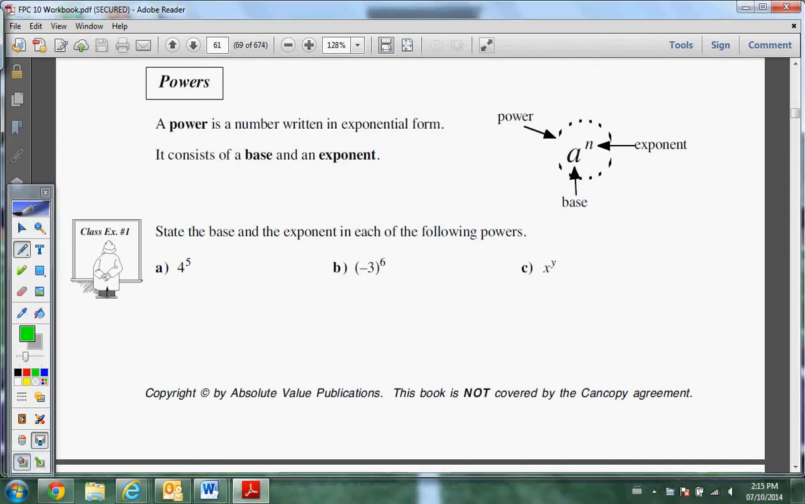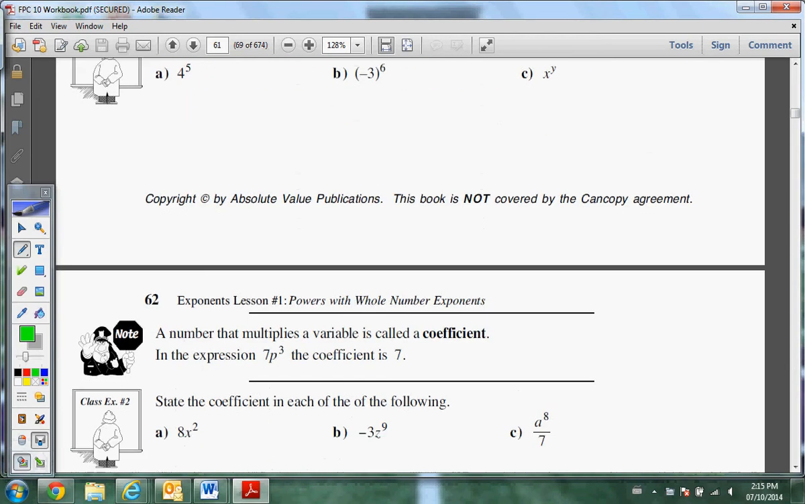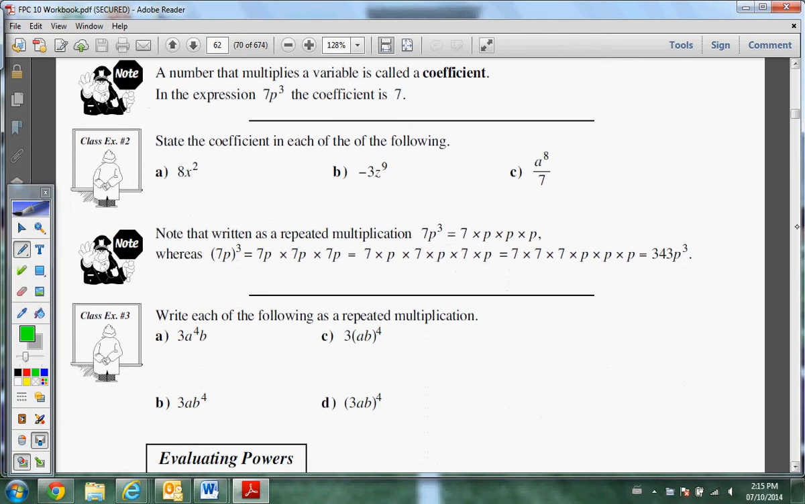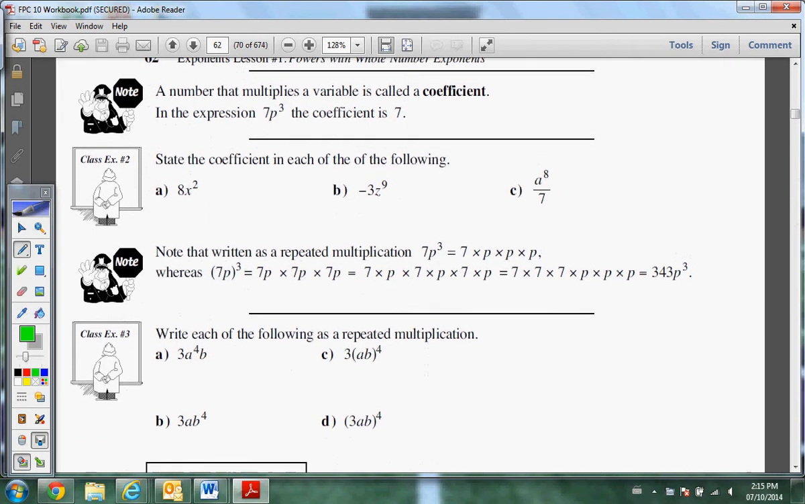All right, so now we have to remember the exponent laws. Oh yeah, forgot. My notes have a page missing.